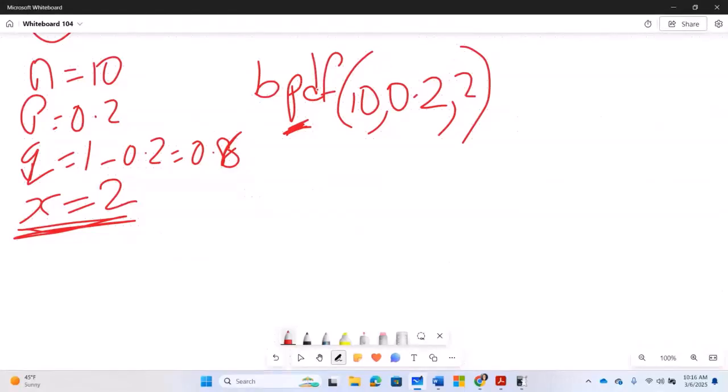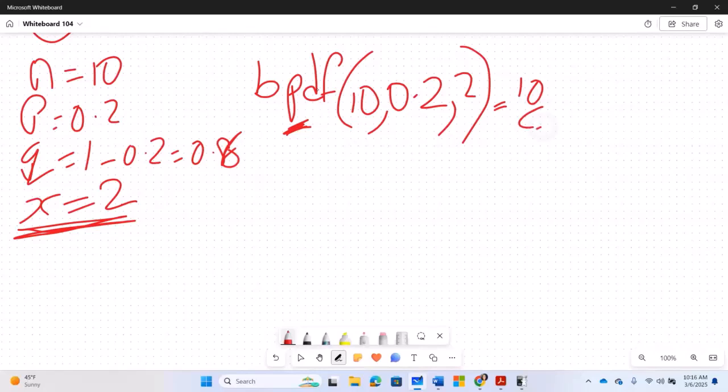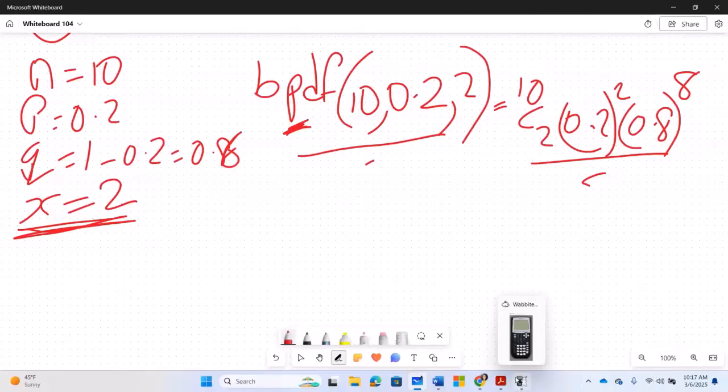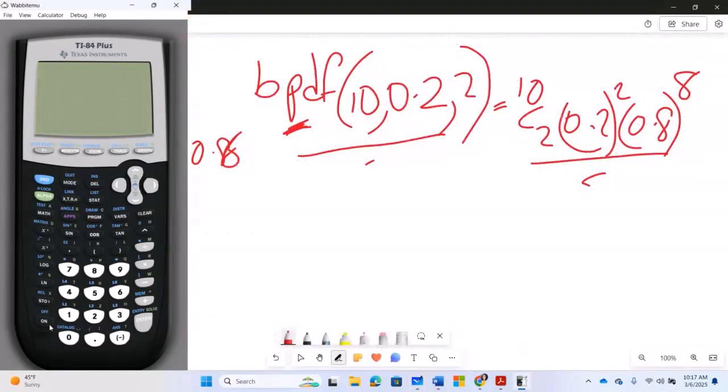But if you want to do it with the formula, it is the same thing as 10 combination 2, success 0.2 to the power 2, and failure 0.8 to the power 10 minus 2, which is 8. All right, so if you evaluate this one, you get the same answer as with the calculator. So this is by formula, this is by calculator. So I'm going to get my calculator right now and the answer.